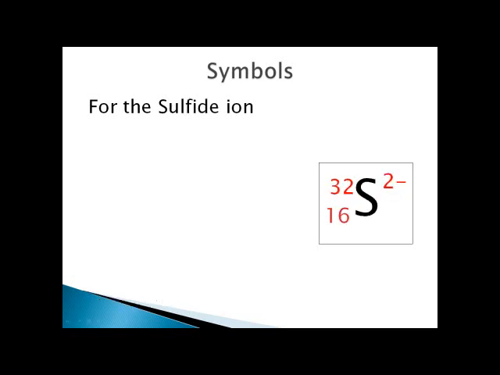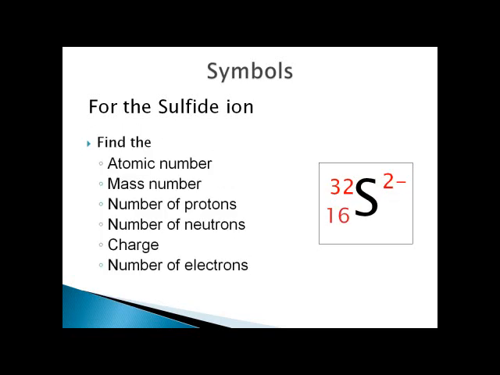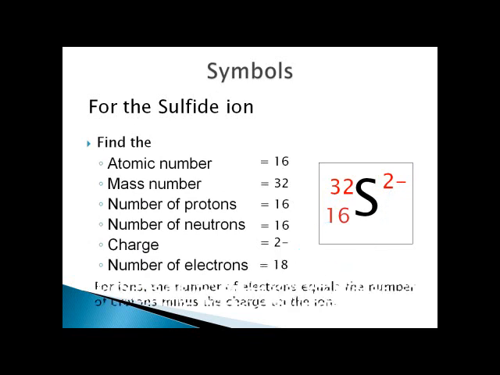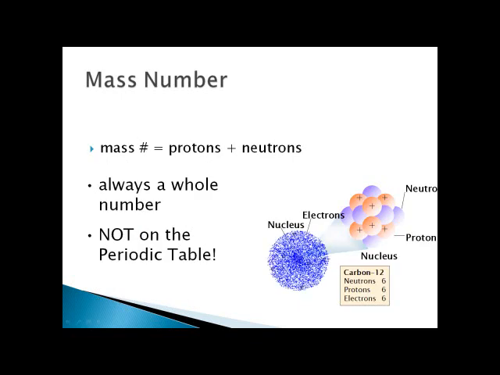Let's look at the negative sulfide ion. Here the atomic number, mass number, protons, neutrons, and charge are all known. The number of electrons is equal to the atomic number, or number of protons, minus the charge, which is -2, which is actually +2, to give us 18 electrons. And so you see the same method works regardless of whether the ion is positive or negative. Remember, the mass number is always a whole number, and you will not find it on the periodic table.